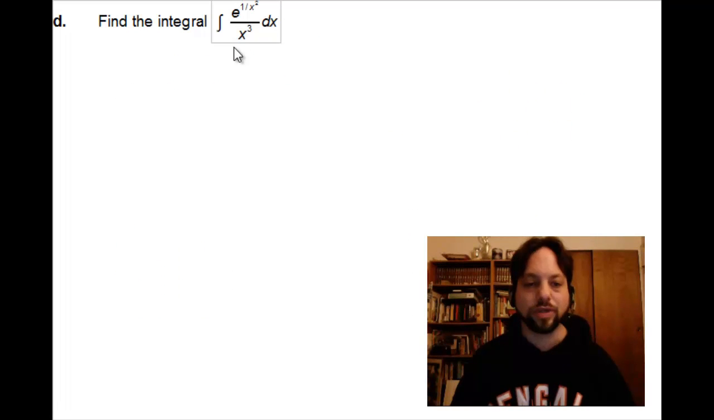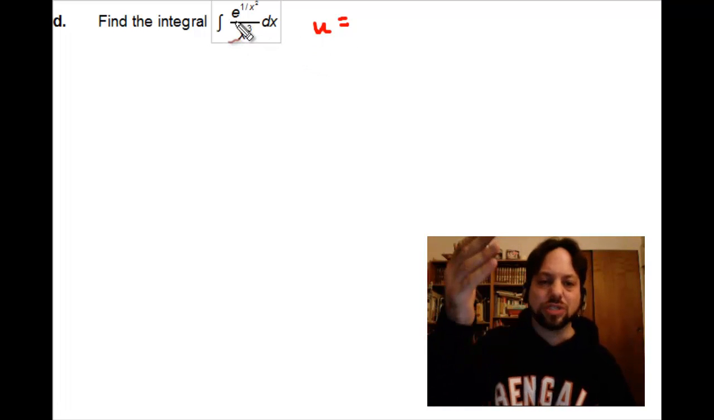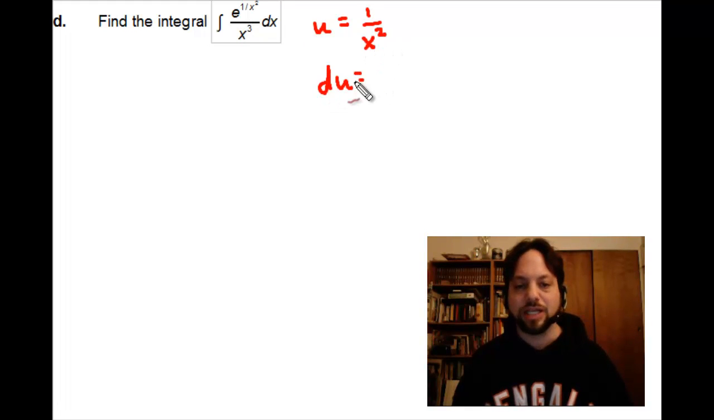So in example D, we're going to go ahead and integrate this function here, and it looks like a real big mess of a function, but if we consider a u substitution, I'm going to argue that it's really not all that bad. So what will our u substitution involve here? Well, remember that we like this e to the u stuff. So perhaps u should be the exponent on the e. In this case, that's 1 over x squared. And if that's the case, then our du will simply be the derivative of this, and in this case, that's simply going to be negative 2 over x cubed dx.